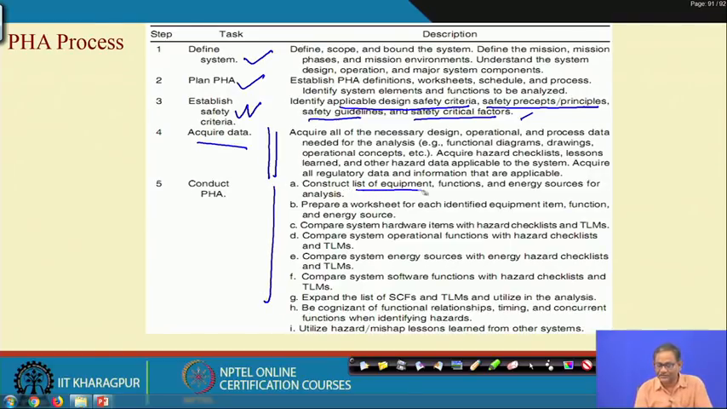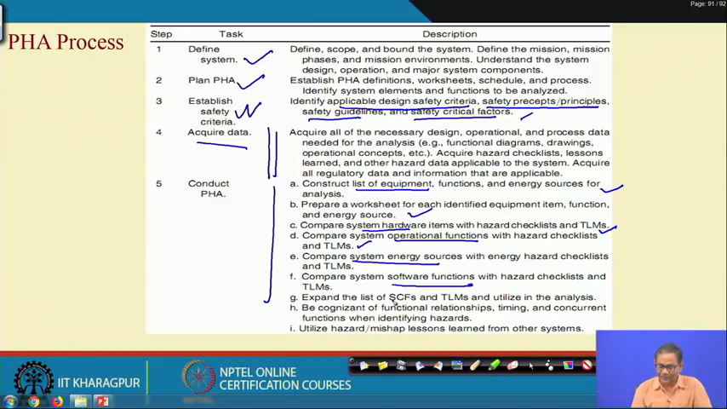Construct a list of equipment functions, like PHL. Prepare a worksheet for each identified equipment item, like PHL. Compare hardware with the hazard checklist and top level mishaps from PHL. Compare system operational functions with the hazard checklist and top level mishaps. Show operational function, hardware, energy sources, and then software function; compare all of them. These you have already seen in PHL. But suppose you have not gone through PHL and you want to do it jointly, then all those steps you have to follow. And I request all of you to first see my preliminary hazard list lecture, then follow this one.